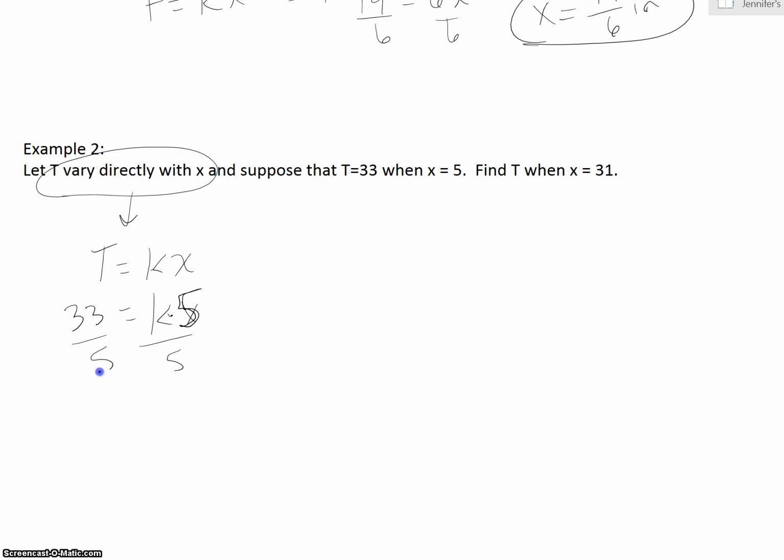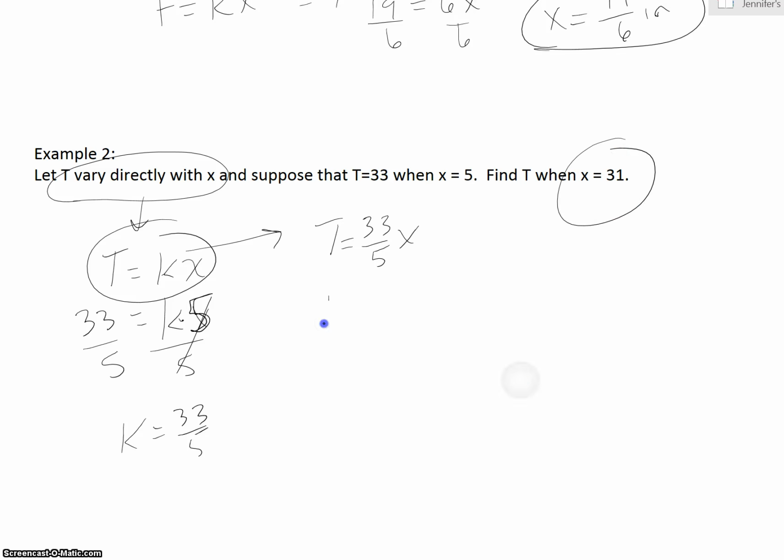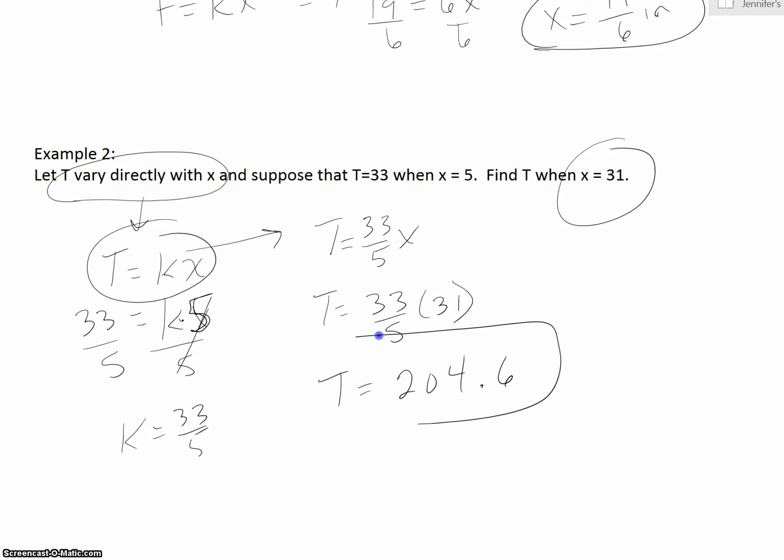We're going to divide by 5 on both sides. So our constant of proportionality is 33 over 5. So this means that our equation is really t equals 33 over 5 times x. They wanted us to find the answer when x is 31. So we have 33 over 5 times 31. And we solve this, which is going to give us t equals 204.6.